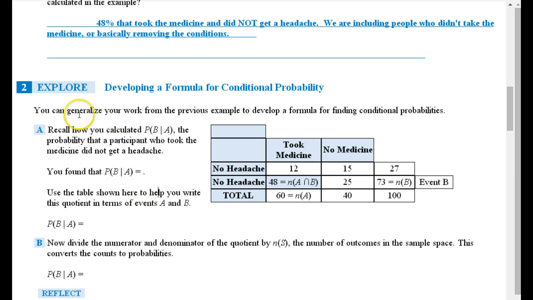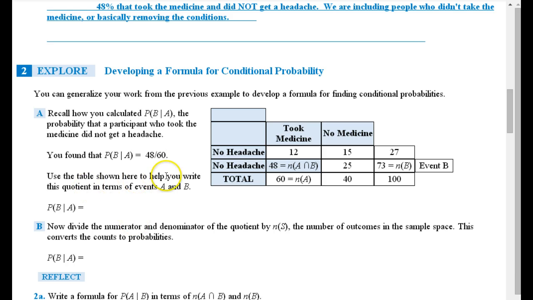So here we go. You can generalize your work from the previous example to develop a formula. Recall how you calculated the probability of B given A. You found that the probability of B given A was equal to, so what did we do there? Well, we're only looking at the A's, so it was 48 out of 60, right? When it's B given A, we're only looking at the A's, so it's out of 60, and it's 48. It says, use the table shown here to help you write this quotient in terms of events A and B. Okay, so we're going to write that out.